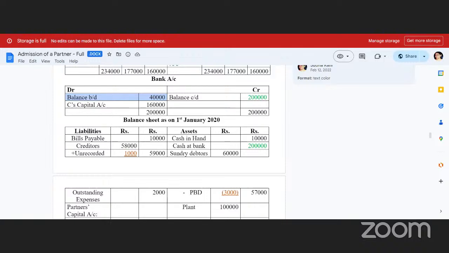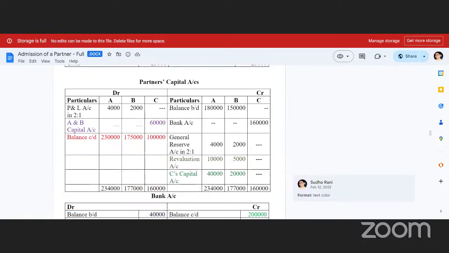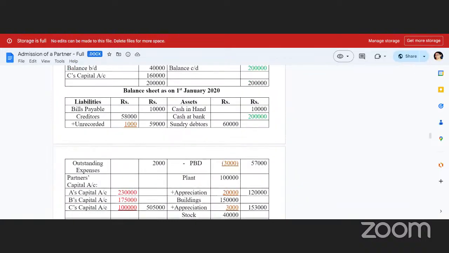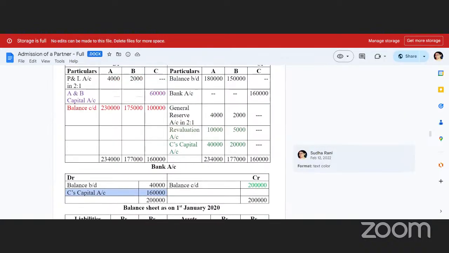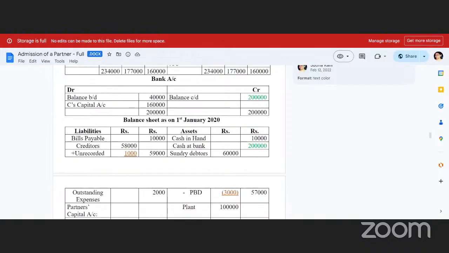Apart from that, C also brought. See what we wrote in C's capital account, bank 1 lakh 60 on the credit side. So in bank account debit side, C's capital 1 lakh 60 will come. Are you understanding? Opposite sides we are taking. Bank we wrote on the credit side of C's capital. Now when you open that bank account, on the debit side of bank account, C's capital you should write 1 lakh 60. So what is the total now? 2 lakh. As credit side nothing is there, balance cleared on 2 lakhs and close the account. 2 lakhs, 2 lakhs. Understood? So bank balance changed.